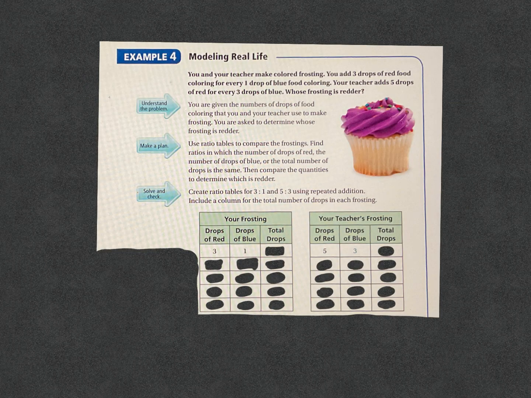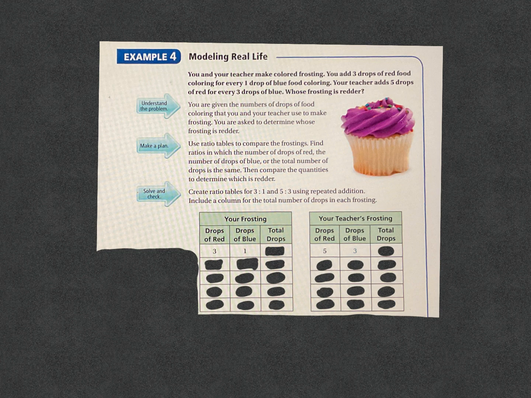All right, I took out a few things for example 4. This is modeling real life. I'm going to try to make this one quick because I'm over my time limit here. So it says you and your teacher make colored frosting, and you add 3 drops of red food coloring for every 1 drop of blue food coloring. Your teacher adds 5 drops of red for every 3 drops of blue.